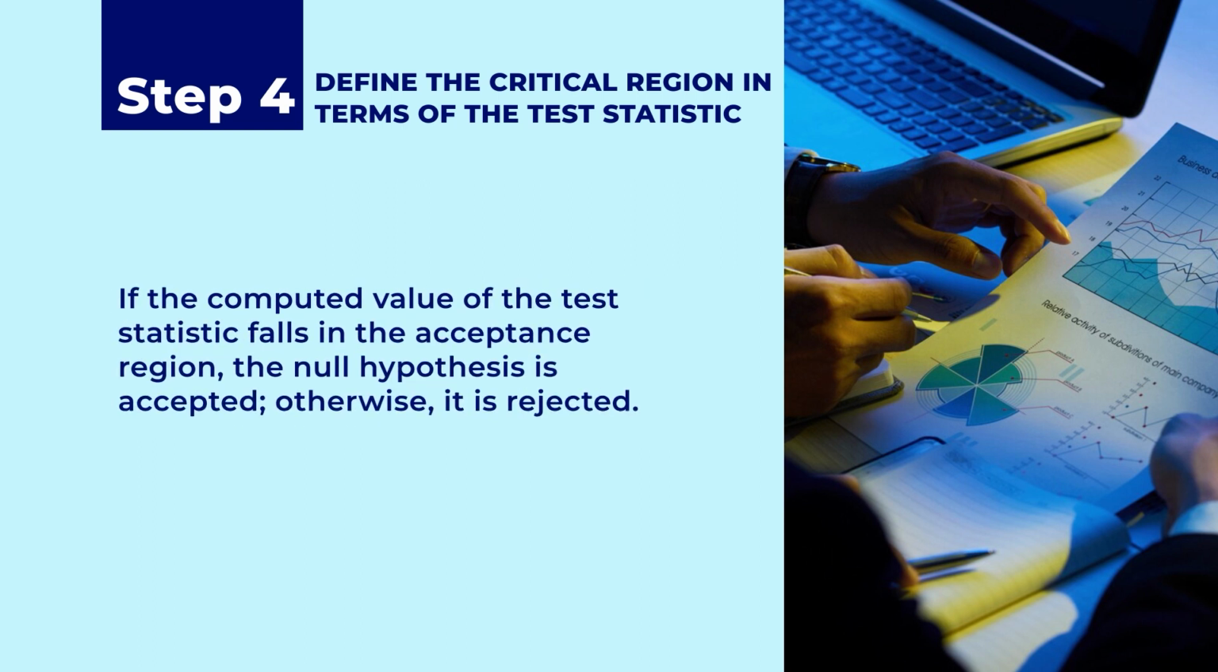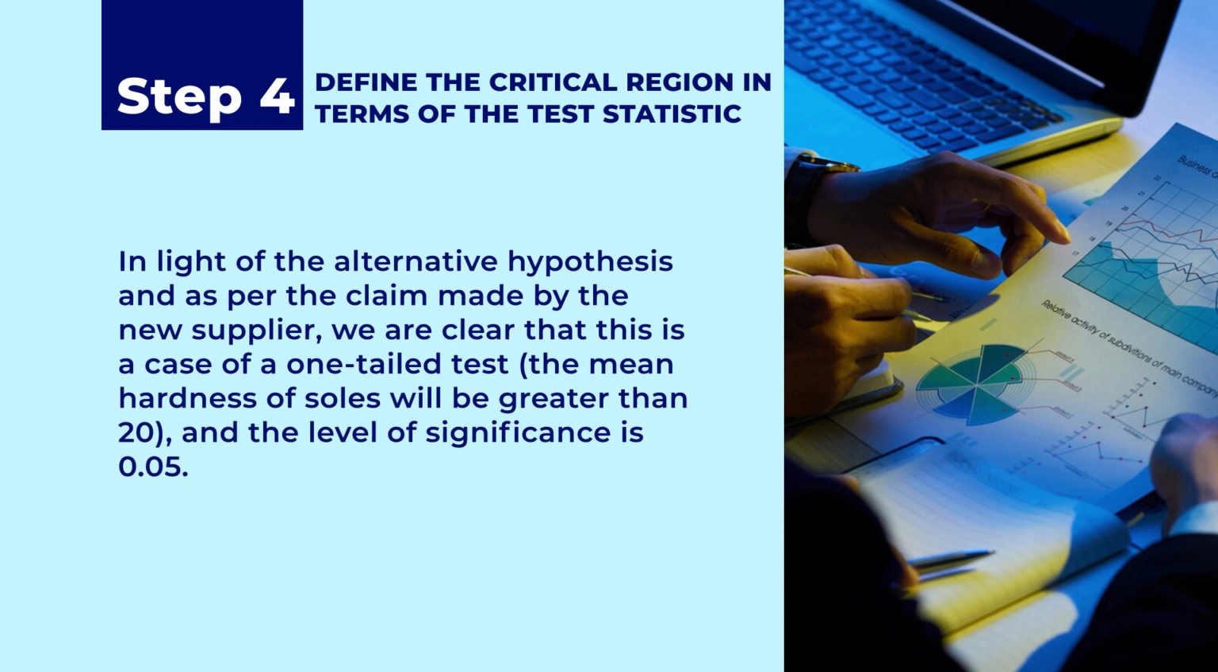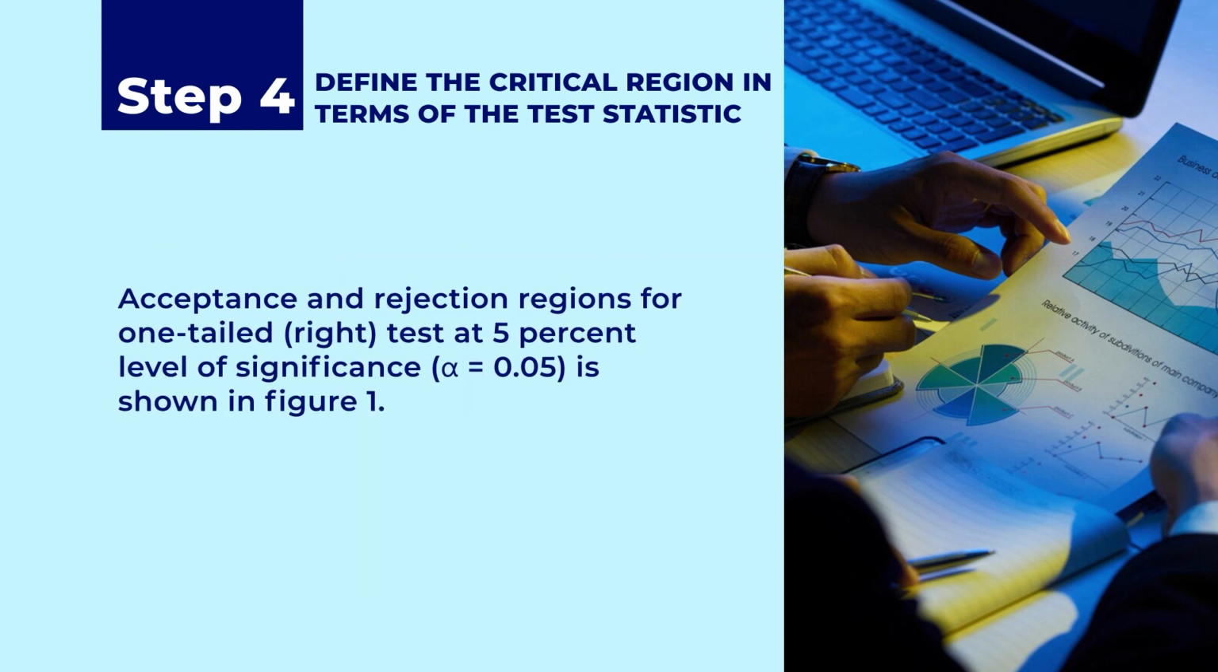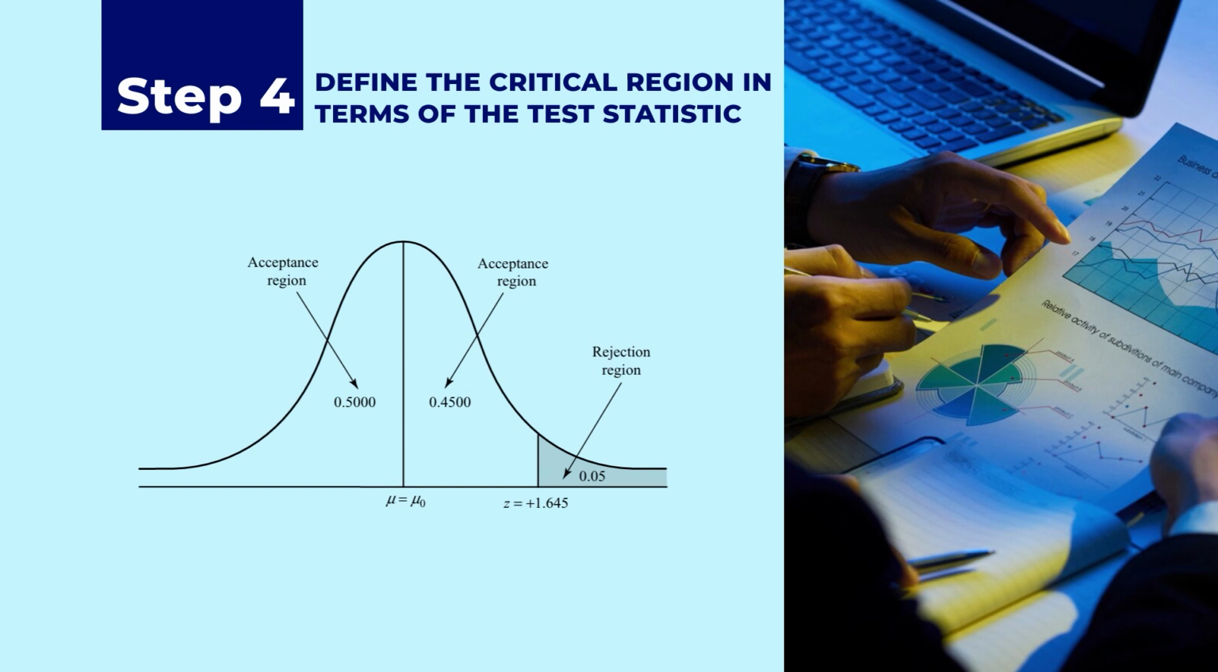If the computed value of the test statistic falls in the acceptance region, the null hypothesis is accepted, otherwise it is rejected. In the light of the alternative hypothesis and as per the claim made by the new supplier, we are clear that this is a case of a one-tailed test, as the mean hardness of soles will be greater than 20. And the level of significance is 0.05. Acceptance and rejection regions for the one-tailed right-hand test at the 5% level of significance are shown in figure 1.